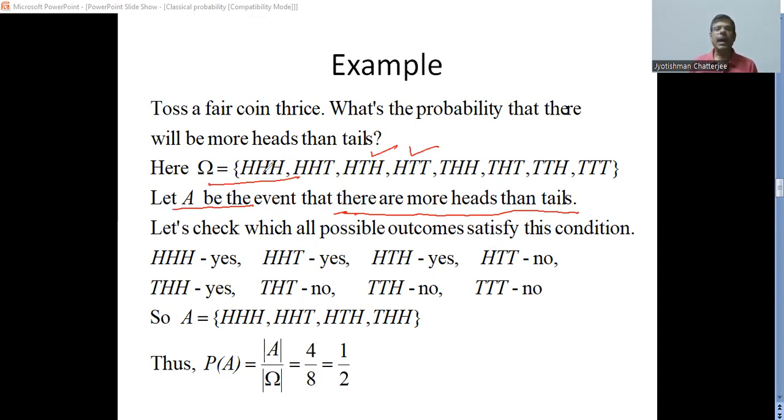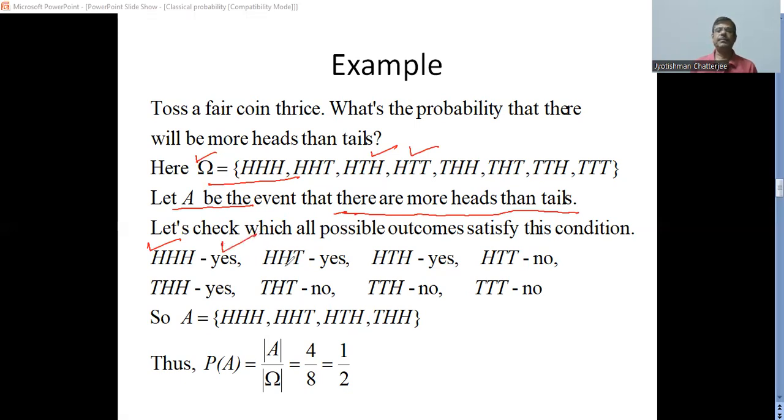Let's examine each outcome of the sample space. This is the sample space. Let's examine each outcome and see whether they satisfy the condition mentioned as A. Let's take HHH. Are there more heads here than tails? How many heads are there in this outcome? There are 3 heads because all 3 are heads. How many tails are there here? 0. So number of heads 3 is more than number of tails 0. That's why this is part of A.